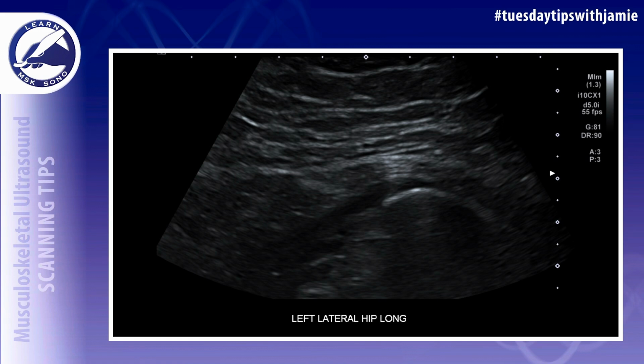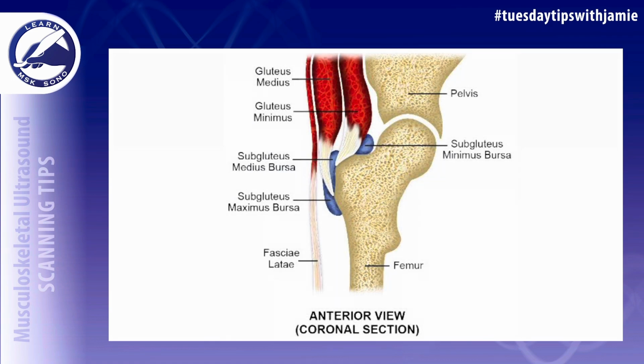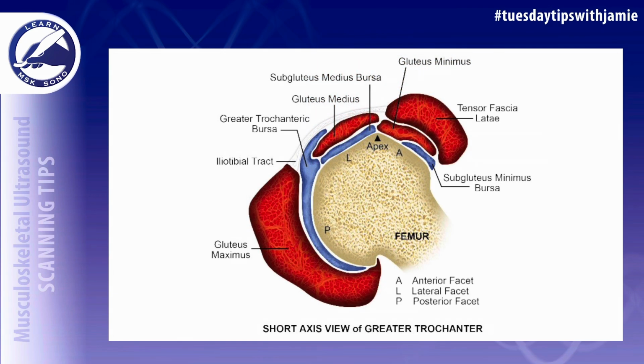It's easy to make this mistake because the gluteus medius tendon is located adjacent to the greater trochanteric bursa on ultrasound. The greater trochanteric bursa covers the posterior facet of the greater trochanter as well as the insertion of the gluteus medius tendon on the lateral facet of the greater trochanter.